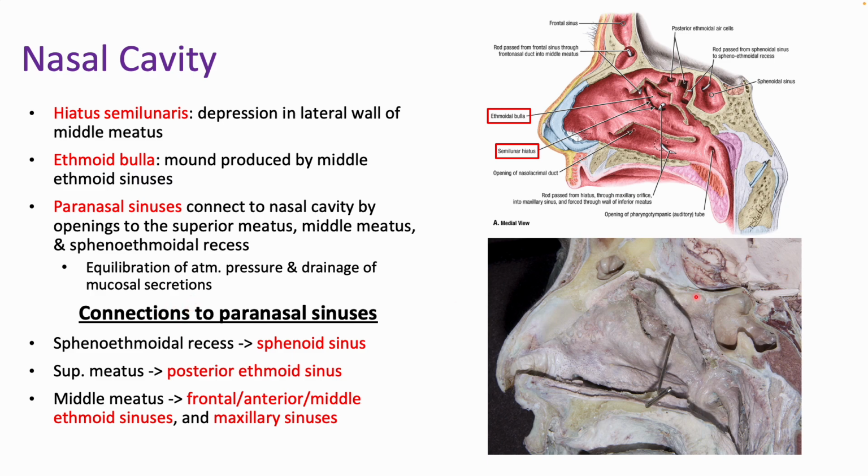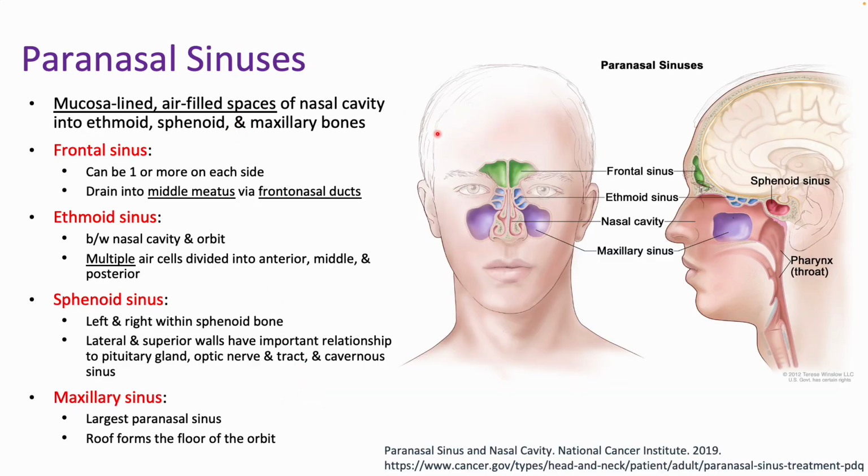The way that we connect to all of these sinuses starts with the sphenoethmoidal recess. Up here, superior posterior, that connects to the sphenoid sinus. You can see that connection here. The superior meatus connects to the posterior ethmoid sinus, and the middle meatus connects to the frontal, anterior and middle ethmoid sinuses, as well as the maxillary sinus. So let's take a look at those a little deeper.